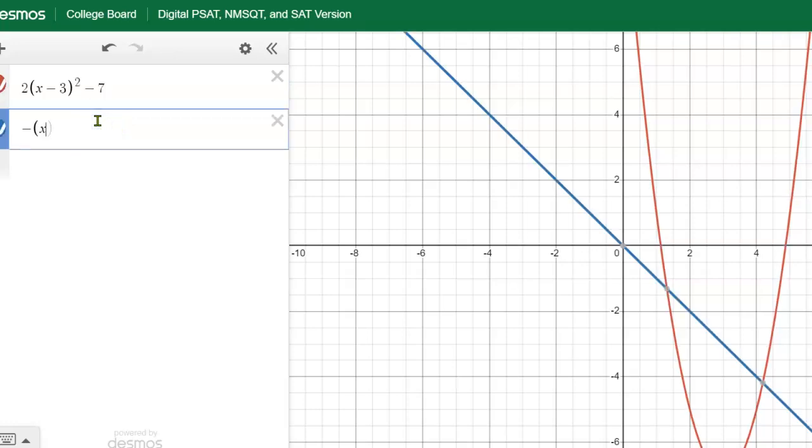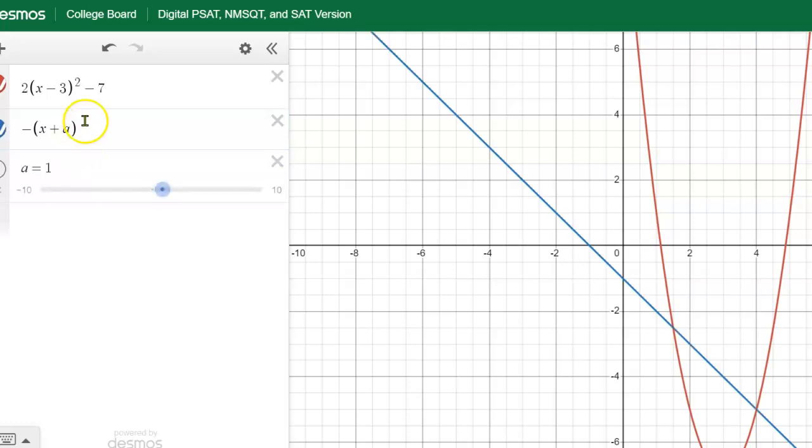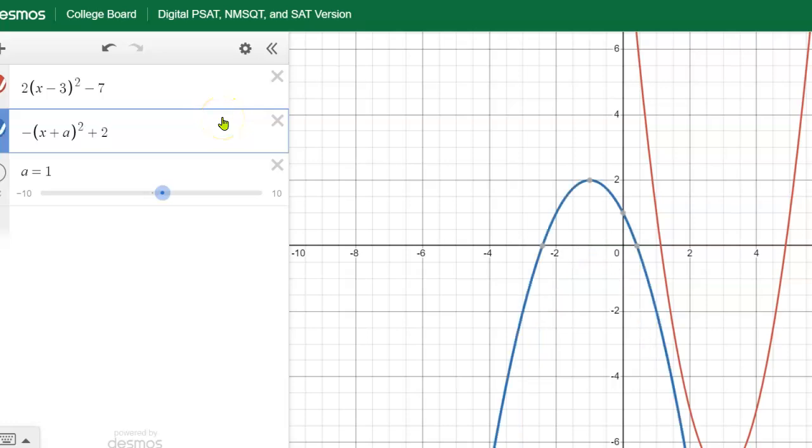Negative x plus a. Now, when the Desmos calculator sees something besides x and y, it's going to ask you if you want to add a slider. In this case, we do want to add a slider. X minus a squared plus 2. Okay, it's actually a little bit too big. No, it's all right.